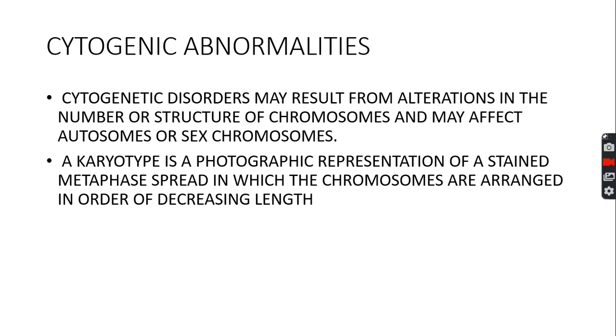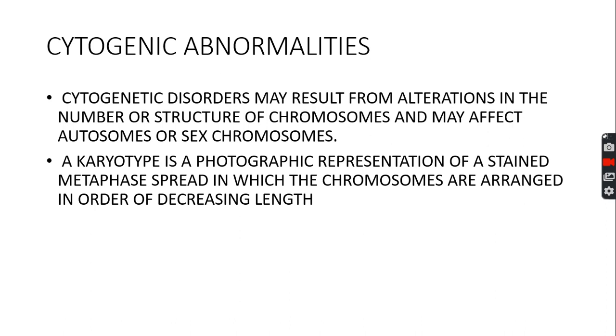So we can actually go even further, beyond the genetic code and into the chromosome, and actually look at the cell as well. So we also have cytogenetic abnormalities that can give rise to genetic disease. The cytogenetic disorders may result from alterations in the number or structure of the chromosomes and may affect the autosomes or the sex chromosomes.